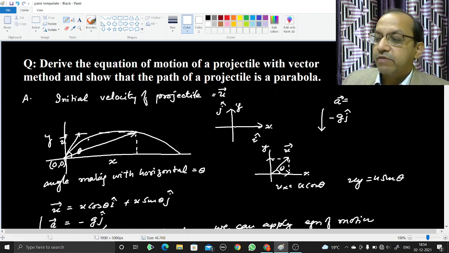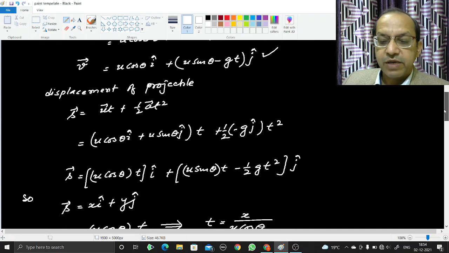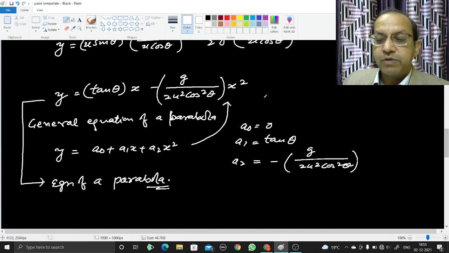What we have calculated: we have found the velocity of the projectile at any time t, we found the displacement of the particle at any time t, or the displacement vector, and we have found the trajectory of the particle, which is a parabola.